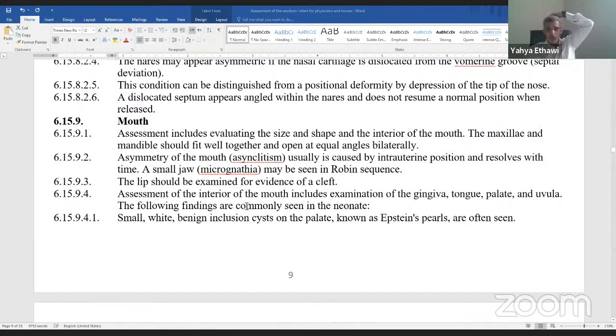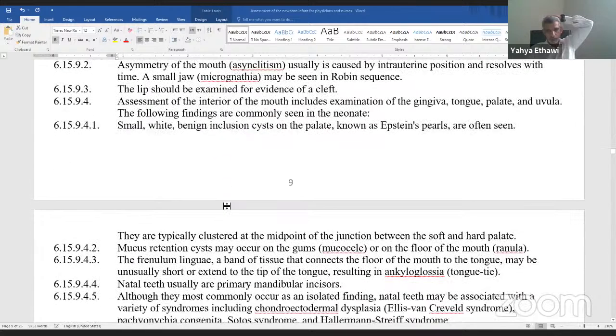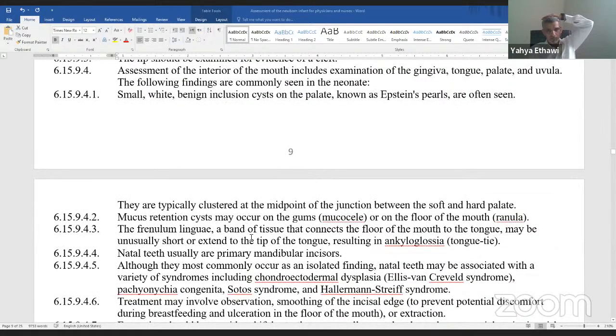Mouth: micrognathia, receding chin, any asymmetry of the mouth, presence of cleft lip or palate, soft and hard palate, also natal teeth, any discoloration, such as Epstein pearls, which are white abnormalities. If you have mucoceles, if you have ranula, the frenulum, ankyloglossia need to be seen.